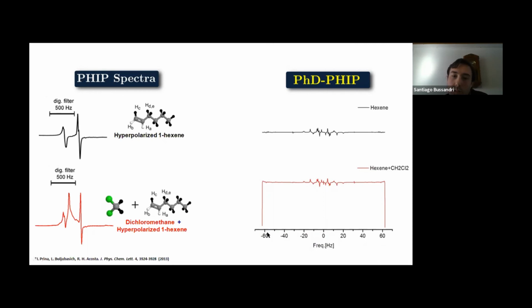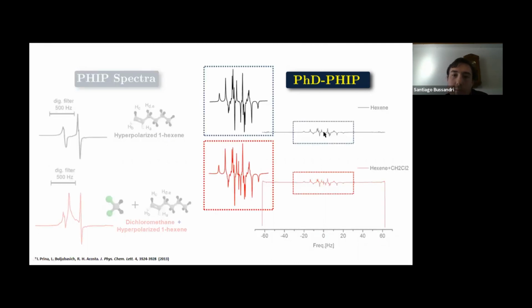In order to know that these big peaks right here are the dichloromethane, let me zoom the region in the center, and you will see that the spectra are exactly the same. So here, we obtain this tool to discriminate but not eliminate any thermal contribution to our experiments.